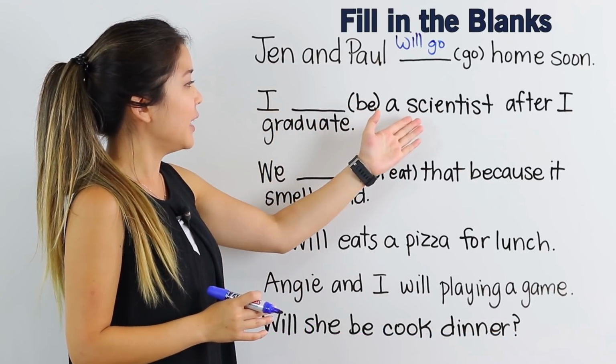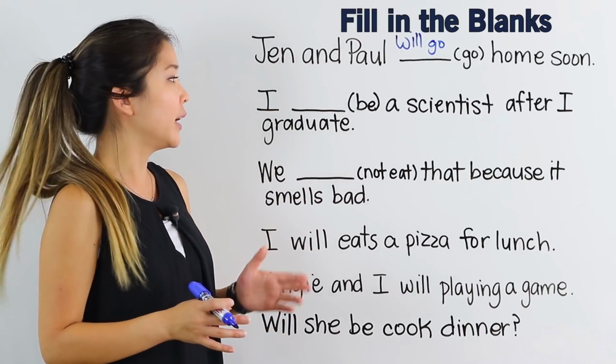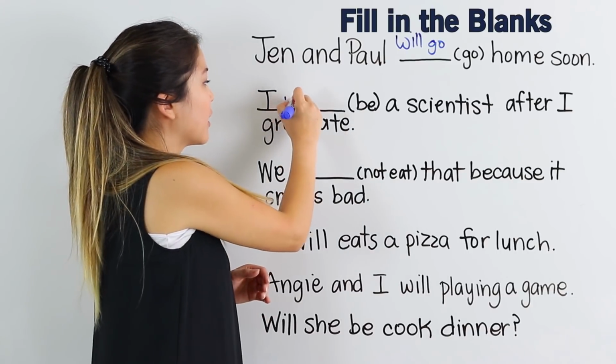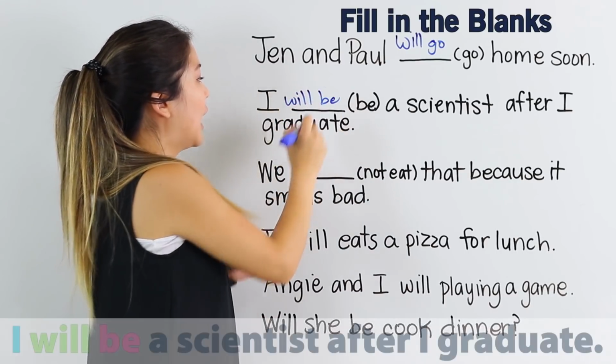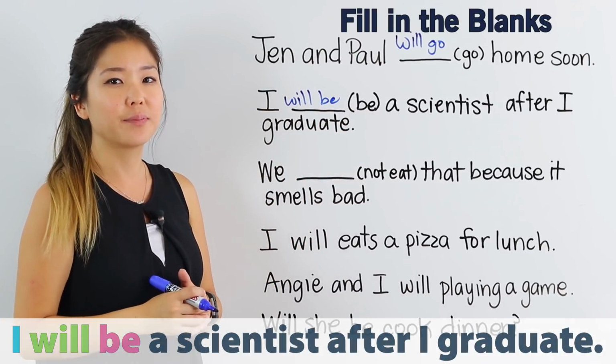I blank a scientist after I graduate. Try filling in the blank with be. Again, we simply say will be. I will be a scientist after I graduate.